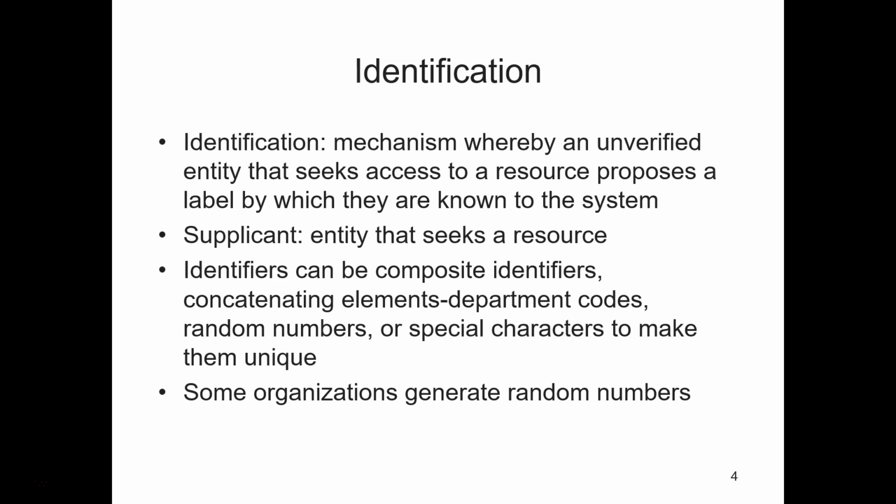The entity that seeks a resource is called a supplicant. Each entity will be given a system identification or unique ID. It could be single and it could be composite. In addition, it could include numbers and/or special characters. Some organizations use a random generator to generate random numbers for these entities.